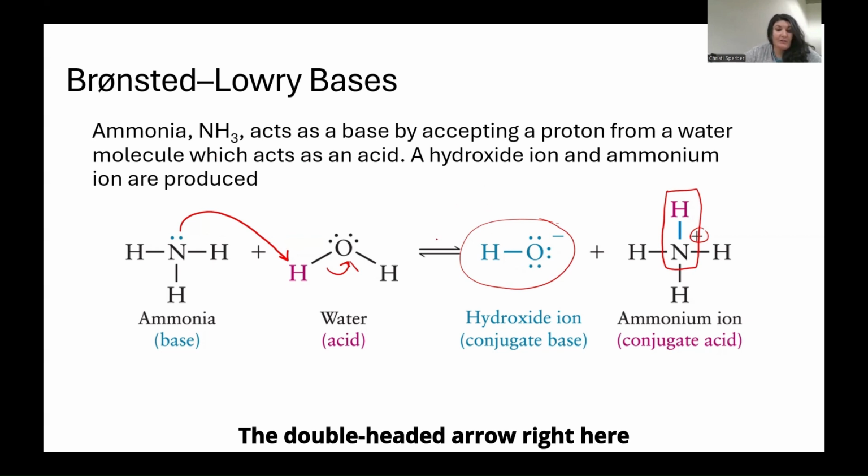The double-headed arrow right here in a chemical equation indicates that the reaction is reversible. So the reactants can go to the right, the forward reaction, and create the products, and then the products can go back and create the reactants. The non-bonding pair of electrons on nitrogen in ammonia become the new nitrogen-hydrogen bond in the ammonium ion.